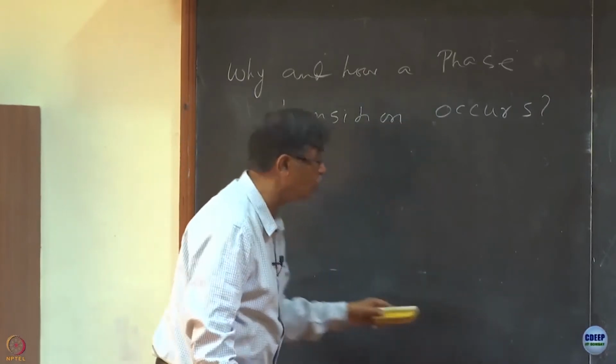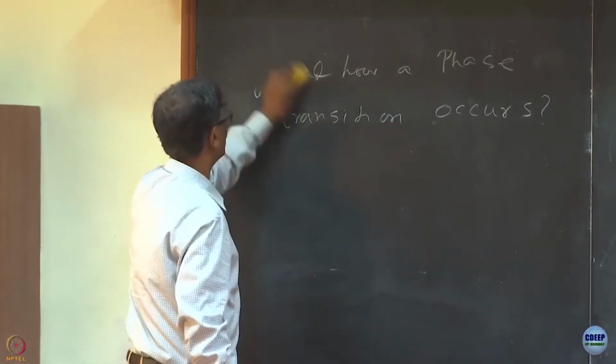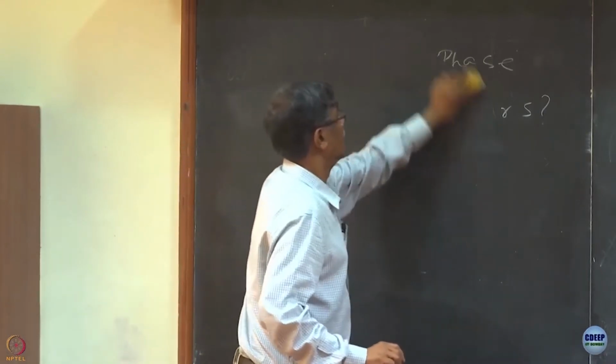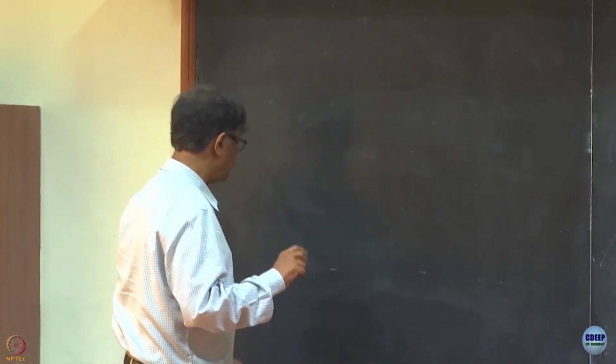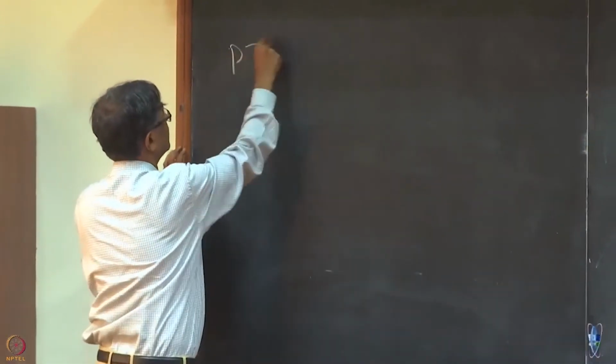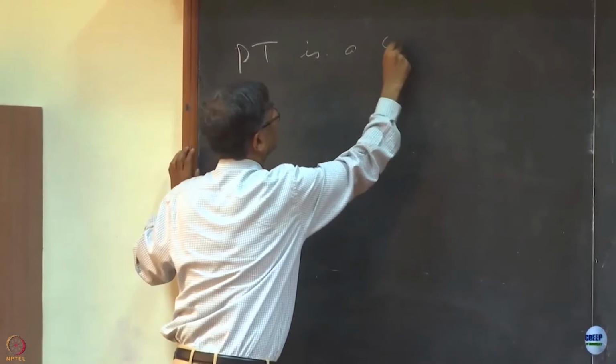Now, as I just told you, how do we go about it? I told you that the ideal gas does not have a phase transition because there is no interaction between the particles. So, phase transition is a consequence of intermolecular interaction.